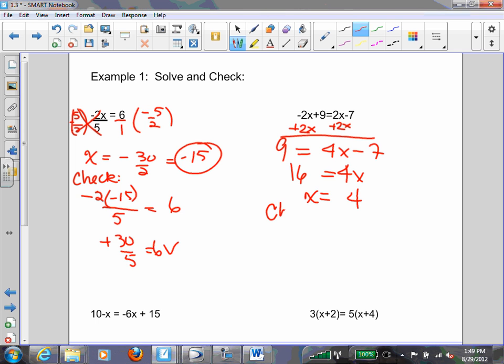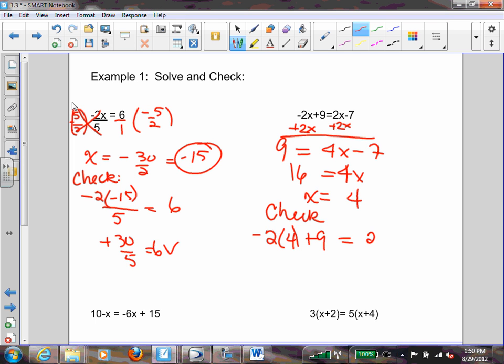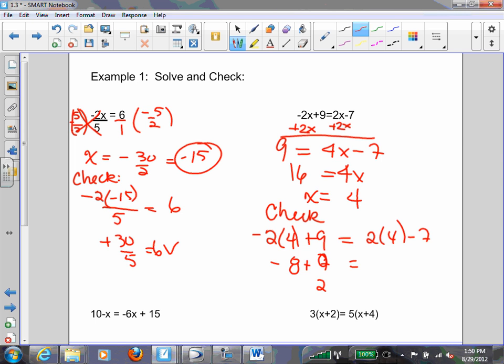When I check, where am I putting in my value of 4? Wherever x appears. In this case, it appears on the left and the right. So I've got to be working with both sides to do my check. So I'm going to say, does negative 2 times 4 plus 7 equal 2 times 4 minus 7? Well, this is negative 8 plus 7, which is 2. And this is 9, thanks. So this is what, 1? And this is 8 minus 7, which is, the check works.